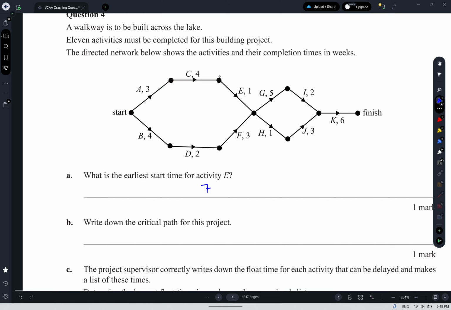The critical path is going to be the longest route through the graph. This network starts and meets in a few different locations, so we can break it up like this. The longest route through the first little section over here is going to be BDF, so that takes 4 plus 2 is 6 plus 3 is 9. The ACE is 3 plus 4 is 7 plus 1 is 8, so the longest route is the BDF, meaning that A, C and E all have floats of 1, which might be useful for the next part.